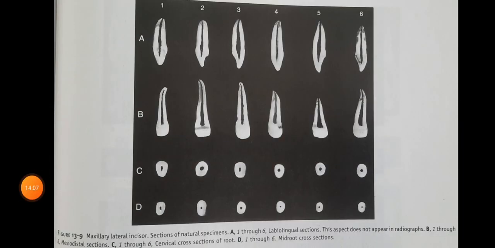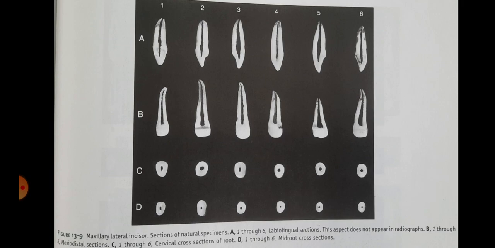Let's have a discussion on the maxillary lateral incisor pulp cavities, the labiolingual sections. The anatomy of the lateral incisor is similar to that of the central incisor. The pulp cavity of the lateral incisor generally follows the outline form of the crown and the root. The pulp horns are usually prominent.